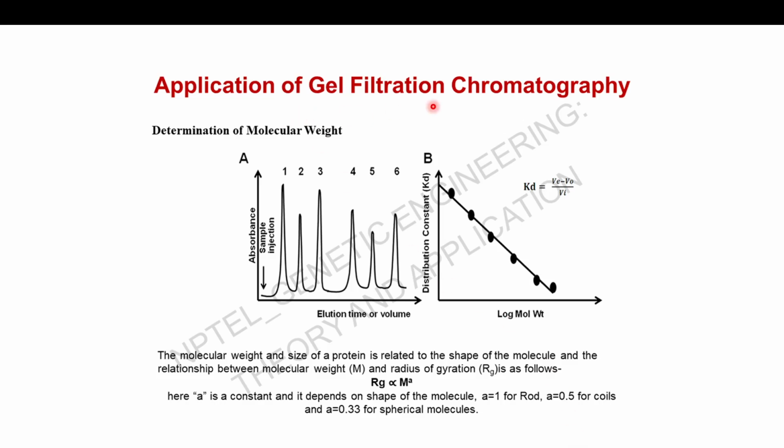Now, using gel filtration chromatography, we can determine the molecular weight, wherein the largest sized molecule will elute the fastest as compared to smaller sized proteins or molecules. It is basically related to the shape of the molecule, and the relationship between molecular weight and radius of gyration is this. We looked at this in last week's lecture as well.